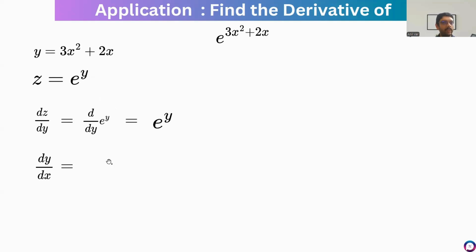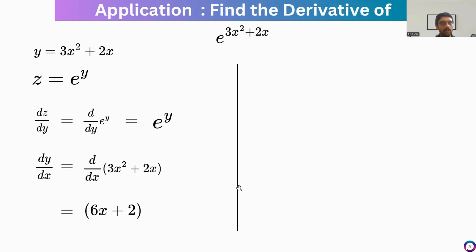dy by dx, again, simple. It's a polynomial, so it becomes d by dx of 3x squared plus 2x. Differentiation of this is 6x, right? 3 times 2 times x, plus the derivative of this, which is 2. So now, chain rule.